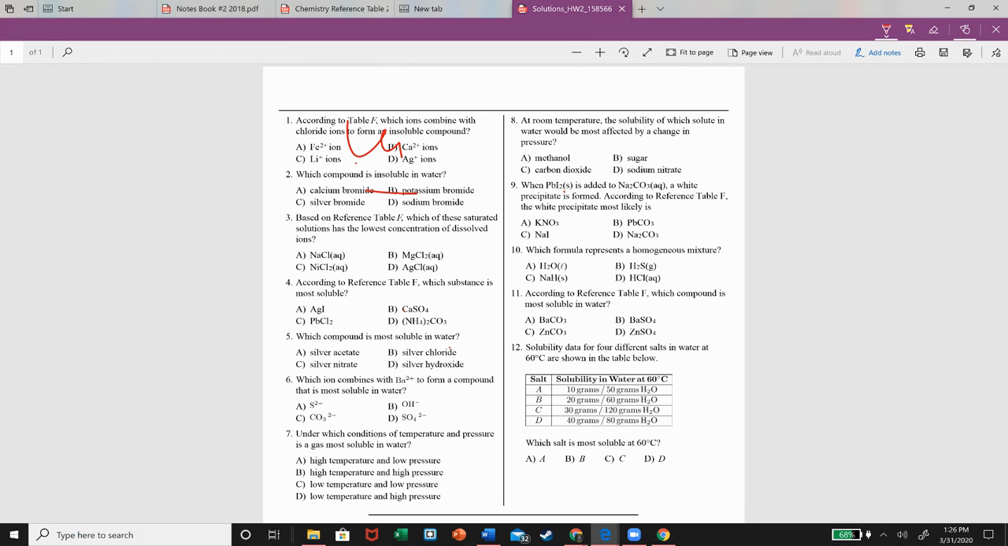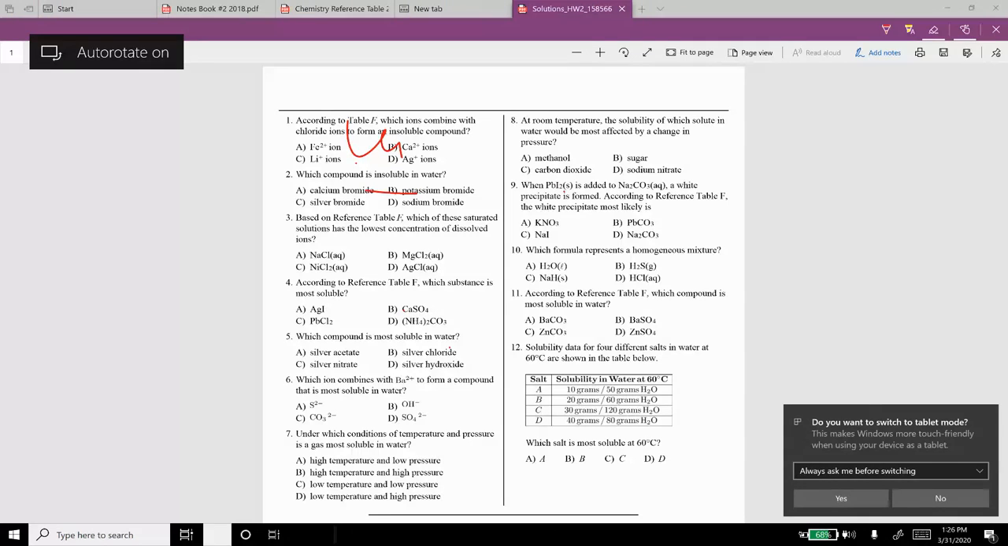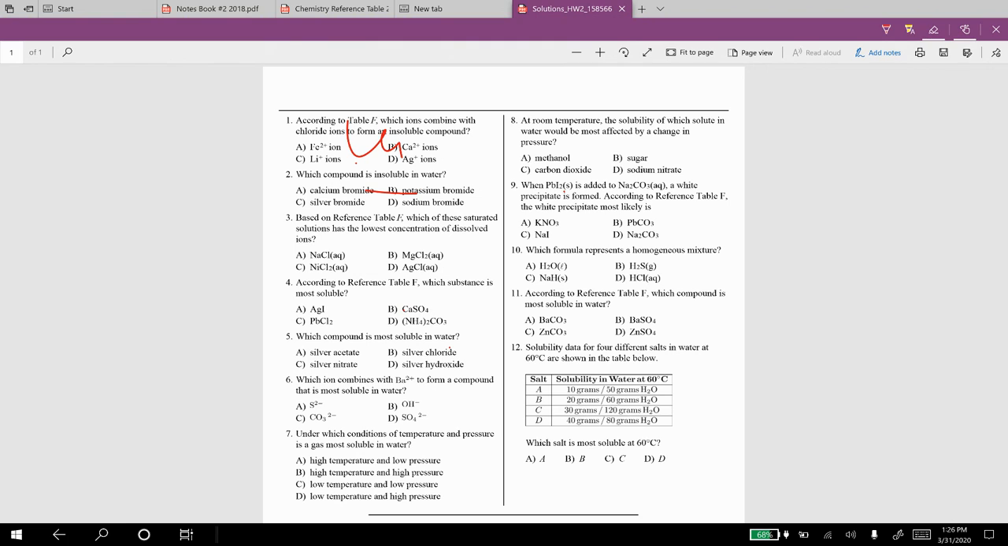And I'm going to be working through these problems. Most of these problems are related to table F in your reference table. Let's get rid of some of these markings before we start. All right, let's take a look at question number 1.